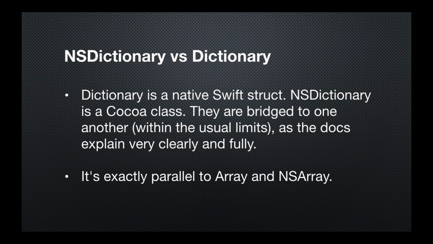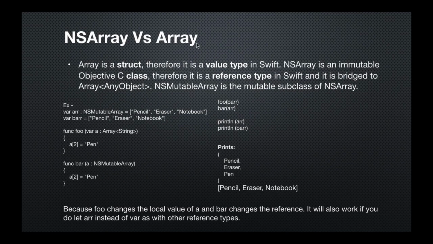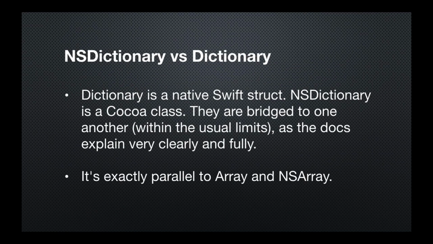Next is NSDictionary versus dictionary. Same as NSArray and array, dictionary is a native Swift struct. So when we say struct, dictionary becomes a value type, whereas NSDictionary is a Cocoa class. So when we say class, NSDictionary becomes a reference type. The same difference we showed between NSArray and array can be used similarly for NSDictionary and dictionary as well. So it's exactly parallel to array and NSArray. Dictionary is a value type and NSDictionary is a reference type.